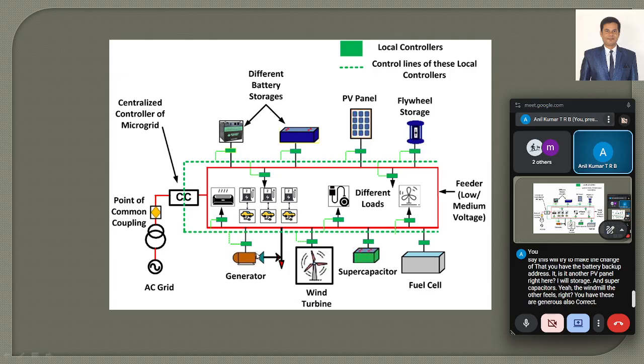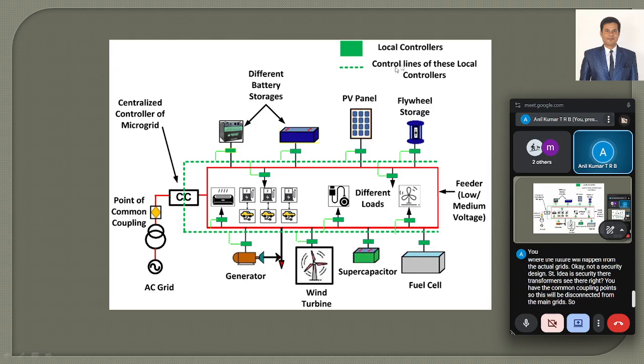Correct. So the dotted line, what does it say? The control lines of these local controllers, right? If we want to switch, these are actually feeders at the low voltage. So there is a common point of coupling, where you are going to make the switchover. This is the component where the switchover will happen from the actual grids. Okay, look here, there is an AC grid, transformers, right? You have the common coupling points. So this will be disconnected from the main grids.